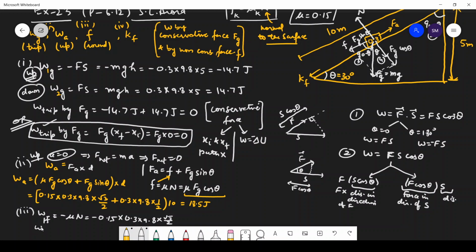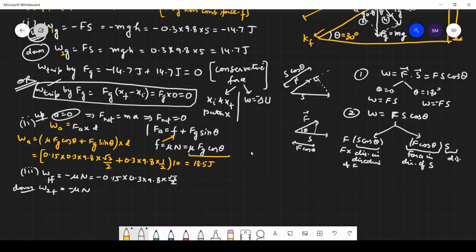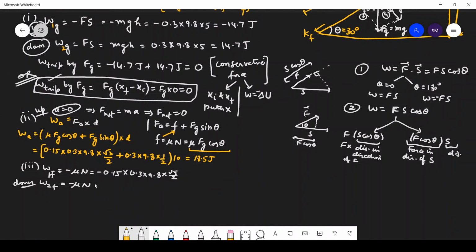And what about the down trip? Work done by friction force, that is again mu n. Okay. So that will be the same as above. So net work done by the friction force, you can calculate it. You can simply multiply this one with 2. Okay, so that's equals to minus 2 mu n, and just simply multiplying it with 2, I hope you can calculate it. So that comes out to be minus 6.7 joules.